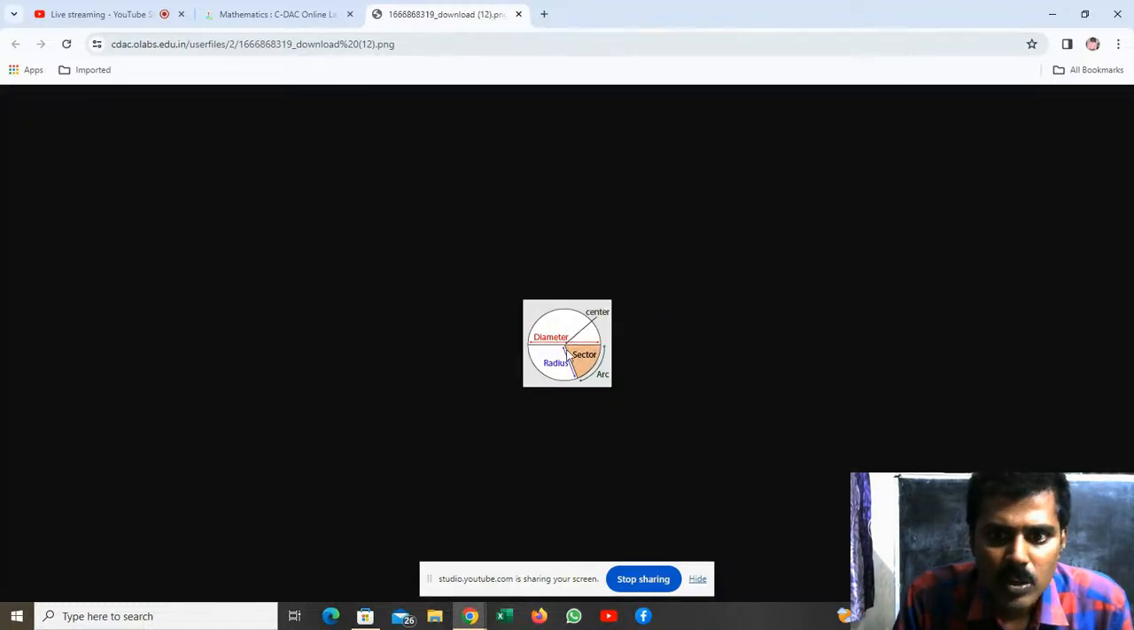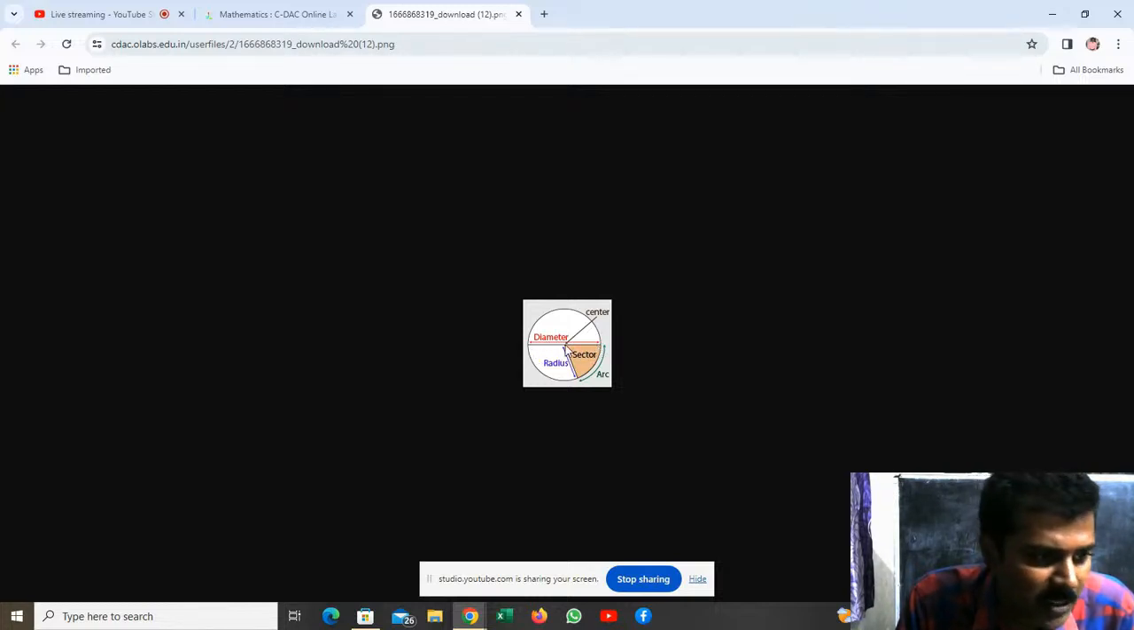Everybody knows that. So in that, the total thing will be taken as diameter. The chord which joins opposite points and which passes through the center is called diameter. And the distance between the center and any point on the circle is called radius. And the region which is bounded by two radii and an arc is called sector. These things we have done previously.